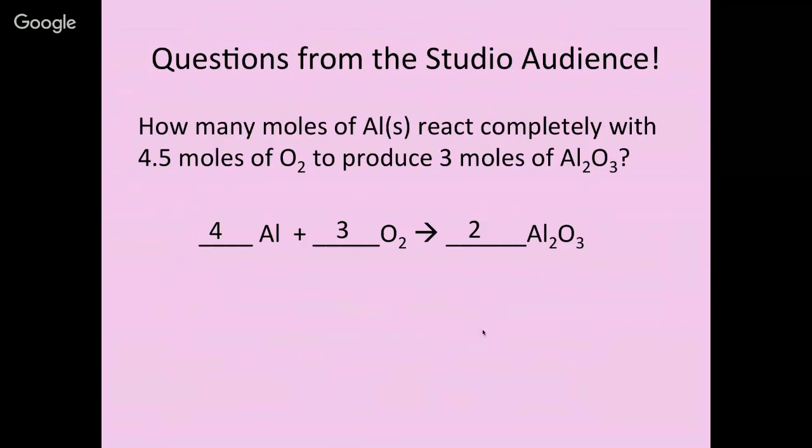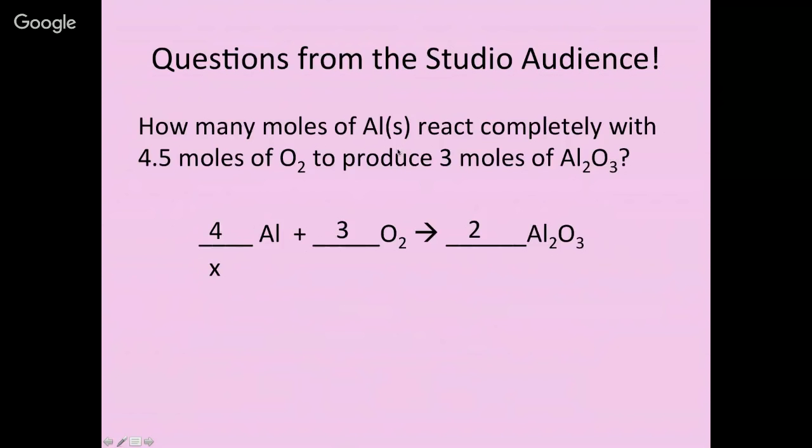So now it says, how many moles of Al react completely with 4.5 moles of O2 to produce 3 moles of Al2O3? So we're trying to figure out how many moles of this are going to react to produce 3 moles of this one. So to do that, we're going to read through the question. We're going to put our question information underneath our balanced equation. So it says how many moles of Al. So I'm going to put X right under there. If you do it this way, it's going to set up your proportions for you.